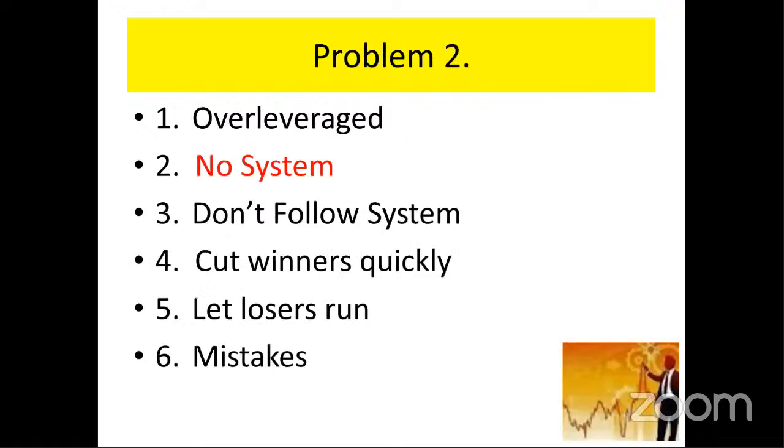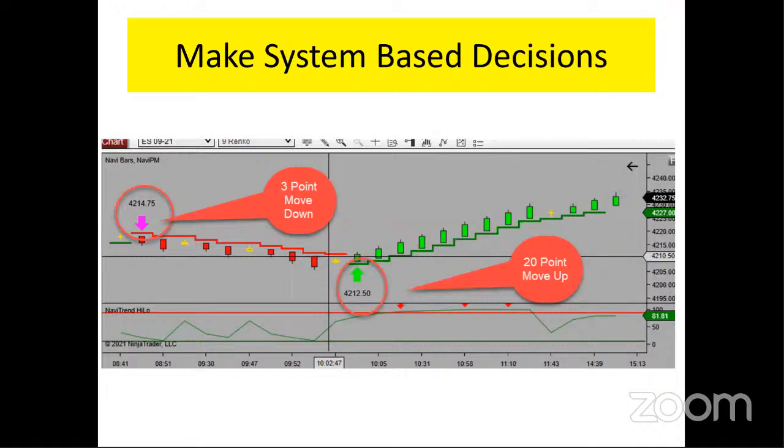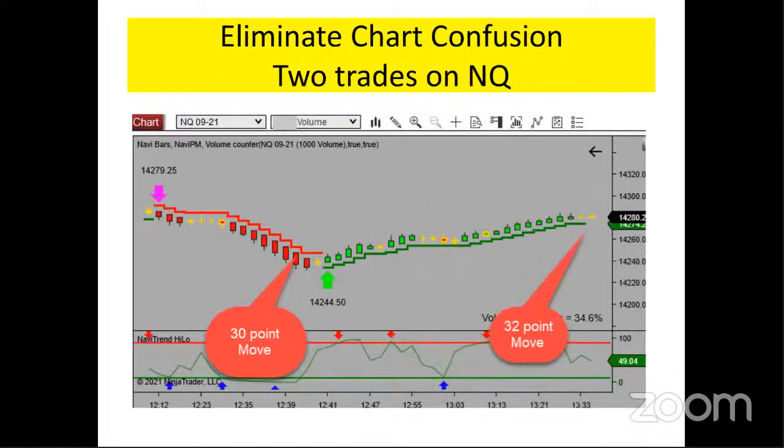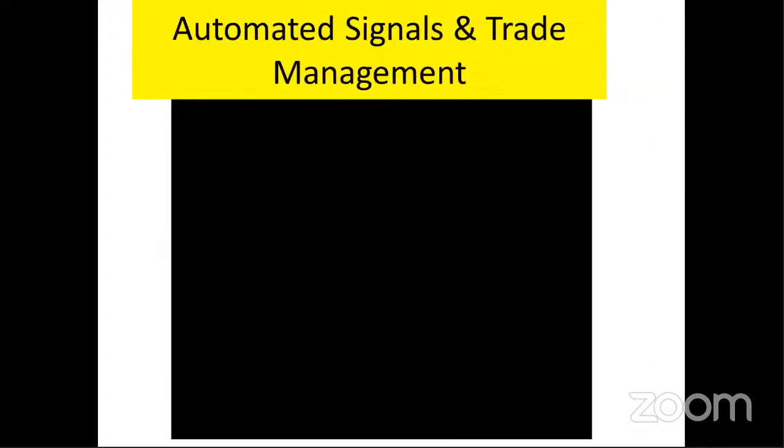Number 2, you don't have a system. If you don't have a system, you need to find one. All right, so what we've done is actually built a system into our charts. Magenta arrows are sell, green arrows are buy signals. Okay, so here's a volume chart on the NASDAQ. Magenta arrow sell, green arrow buy.